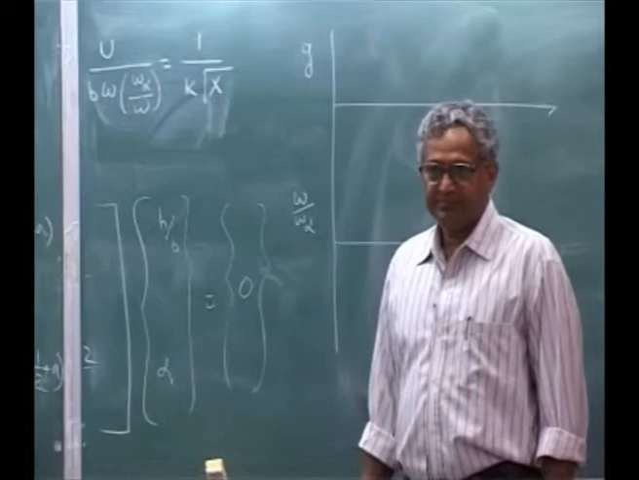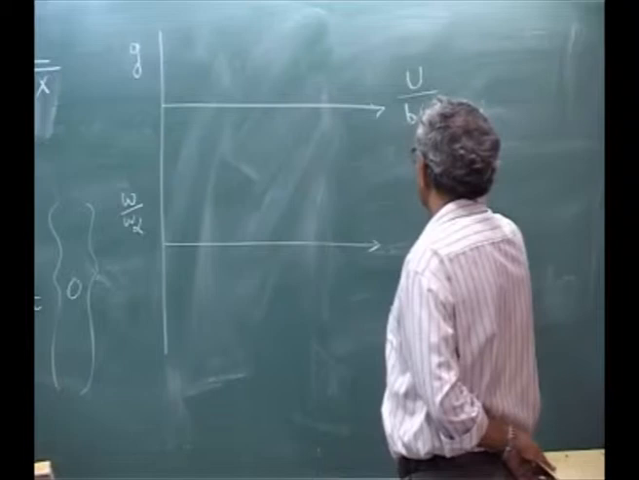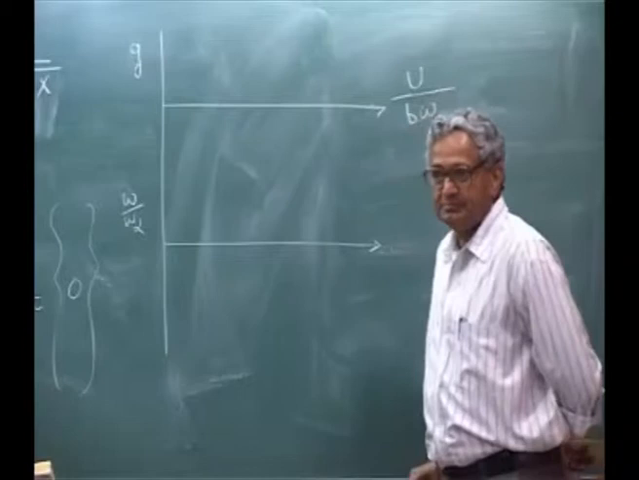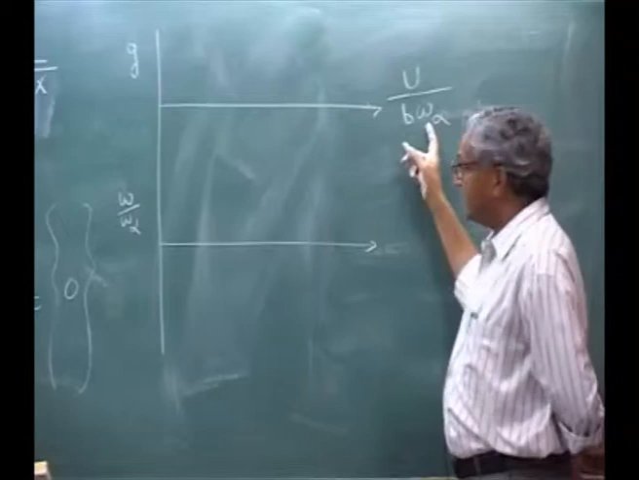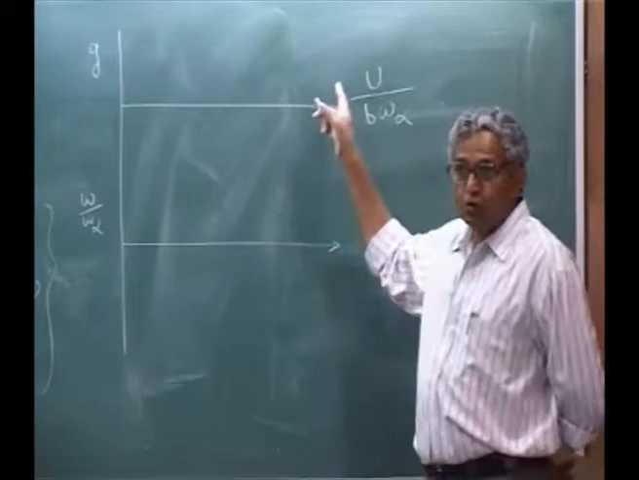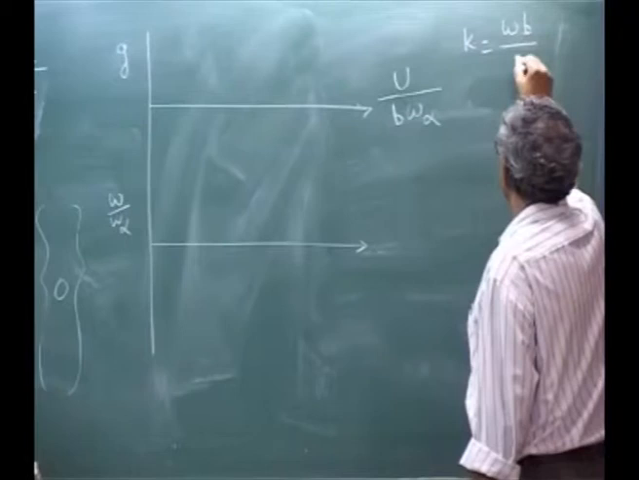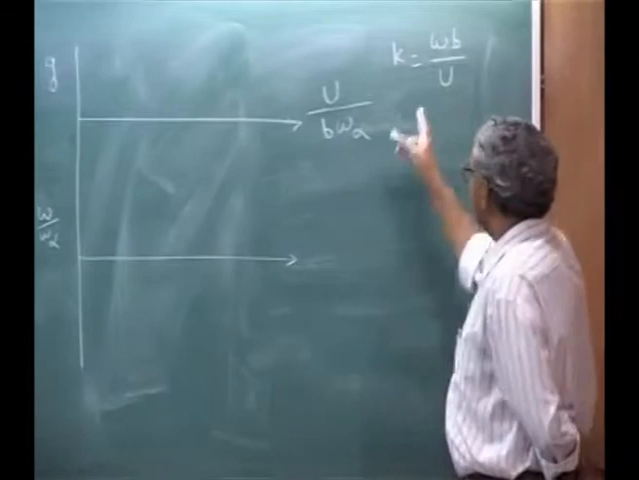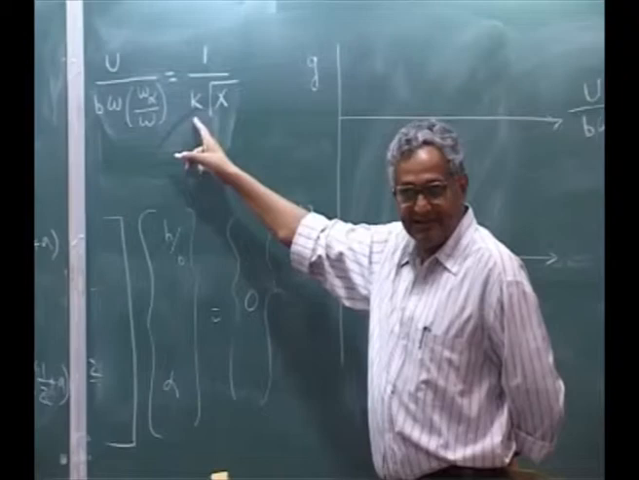That means, in my x-axis, I can plot u by b omega alpha. Because please remember, I know omega alpha, I know b, because that is given in the system. U, I have to get it from, because you know that what is k? K is omega b by u. Okay? That is why I am getting these values from here. Okay, I know the value of k. Right? I know the value of x for each root.